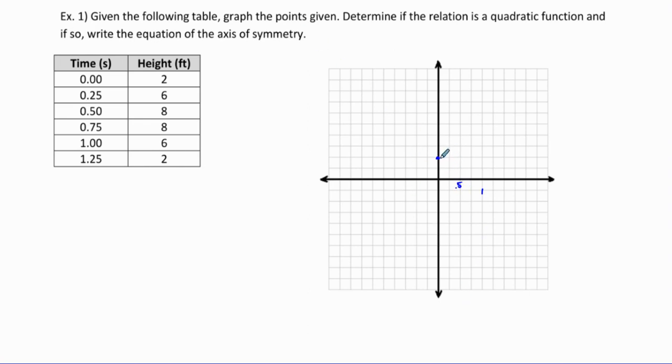this line. Here we would have 0, 2, and then at 0.25, we're up at 6. At 0.5, we're up at 8. At 0.75, we're still at 8. And then at 1, we're down to 6. And at 1.25, we're down to 2.